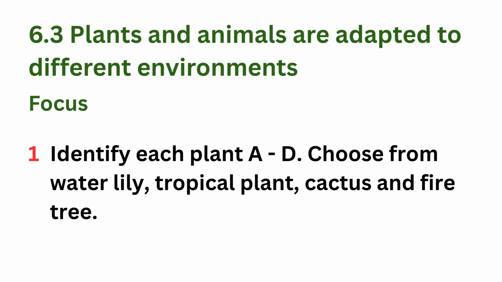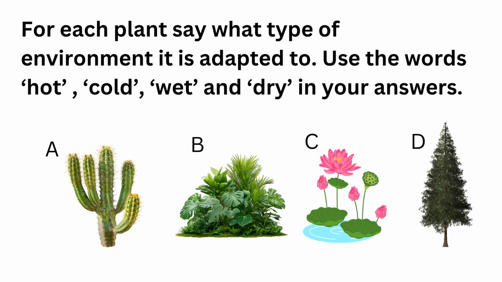Choose from water lily, tropical plant, cactus, and fire tree. For each plant, say what type of environment it is adapted to. Use the words hot, cold, wet, dry in your answers.